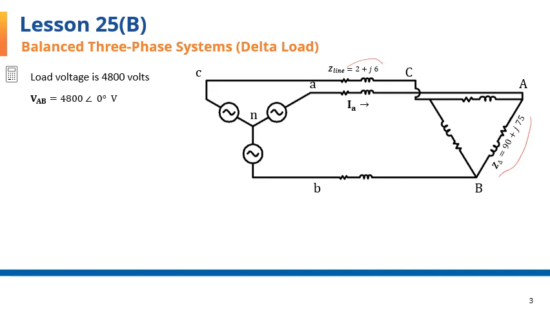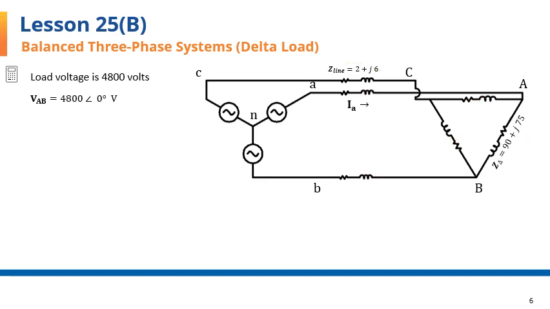Line-to-line voltage of the load is given as 4800 volts. I have assigned this voltage with zero phase angle to VAB of the load as our reference voltage. Here it is, VAB equals 4800 with 0 degrees phase angle. To reduce clutter on the diagram, I have marked only one load impedance, and the other two are going to be the same, and I have also marked the impedance of one of the three lines, and the impedance of the other two lines would be identical.